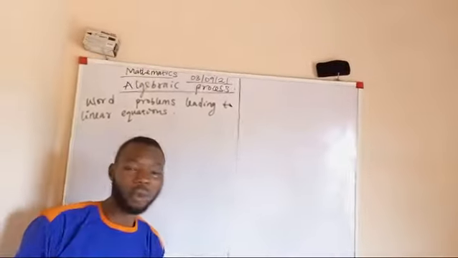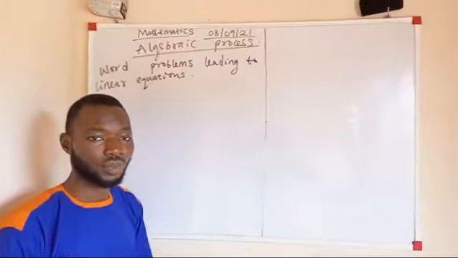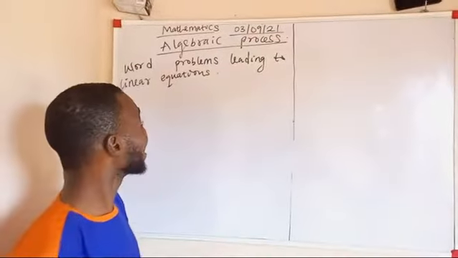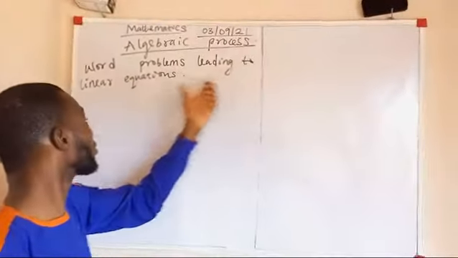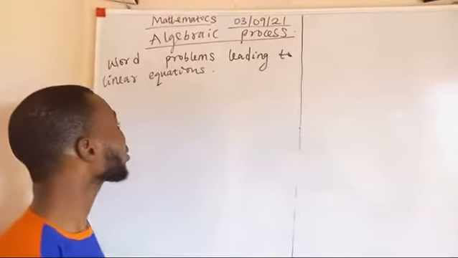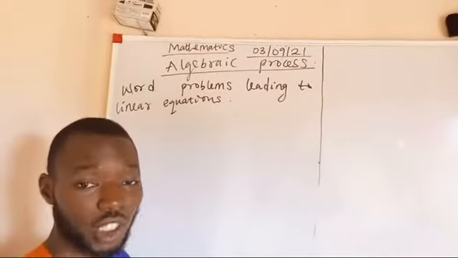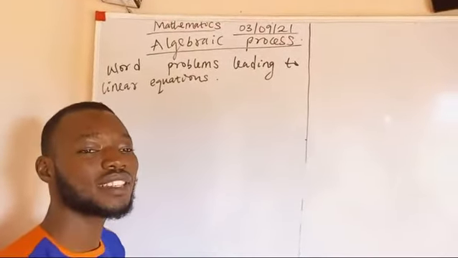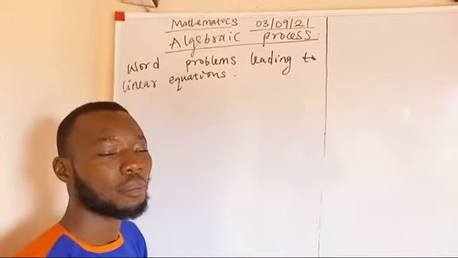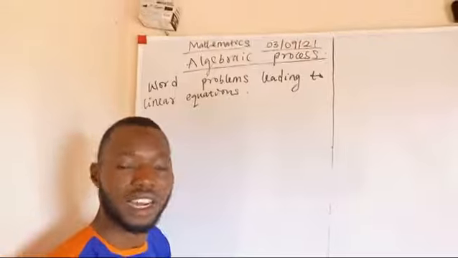Okay, welcome back. This is the continuation of equation. So we'll now be talking about the word problems leading to linear equations. So firstly, what is a word problem? What do we mean by this word problem leading to linear equations? This is when a statement is being made and you are meant to translate the statement into mathematical form for calculations.